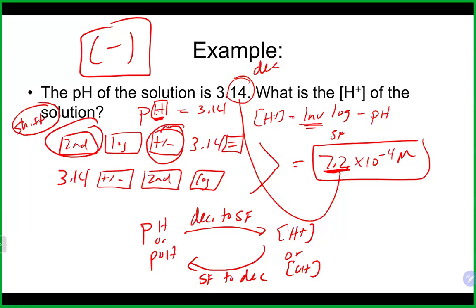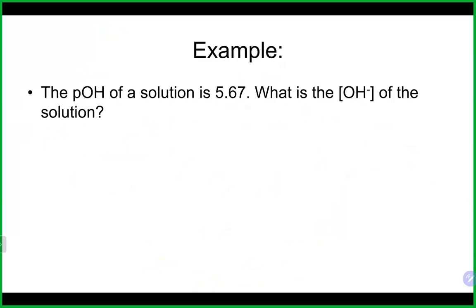All right, so let's take a look then at one more here to make sure, hopefully. What is the OH minus concentration if we have a pOH that is 5.67?